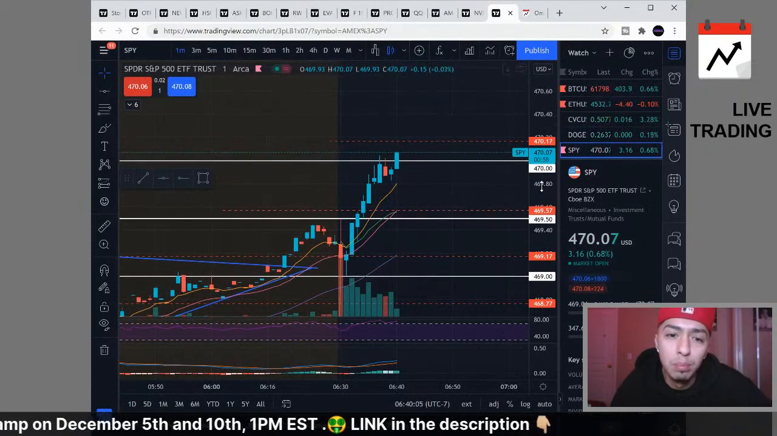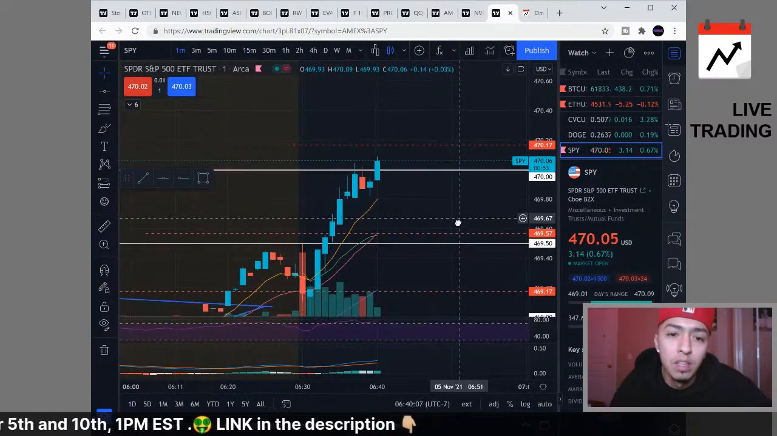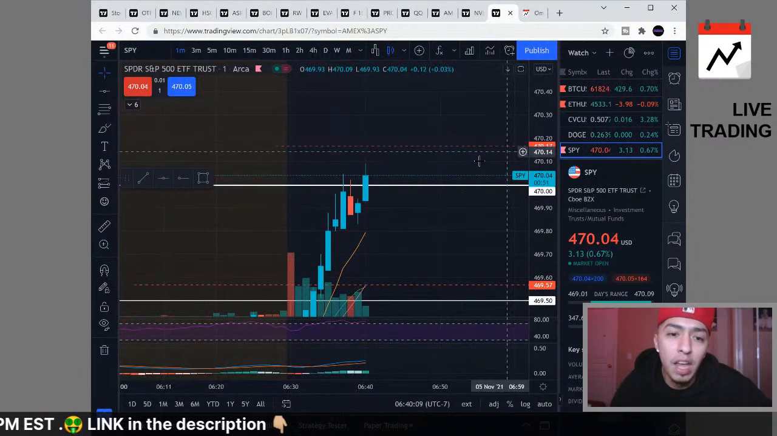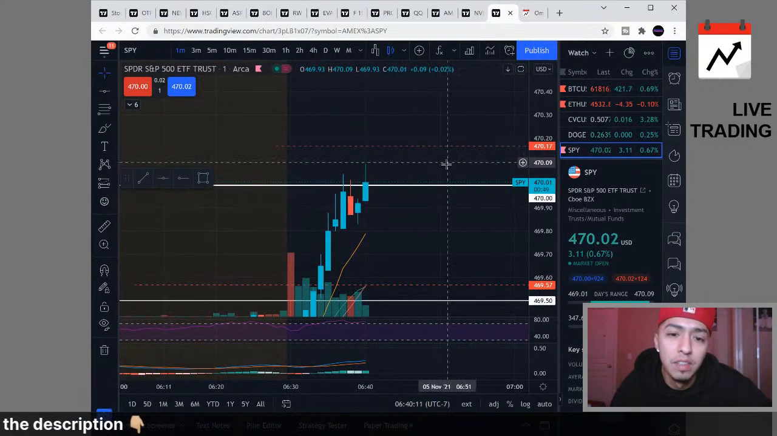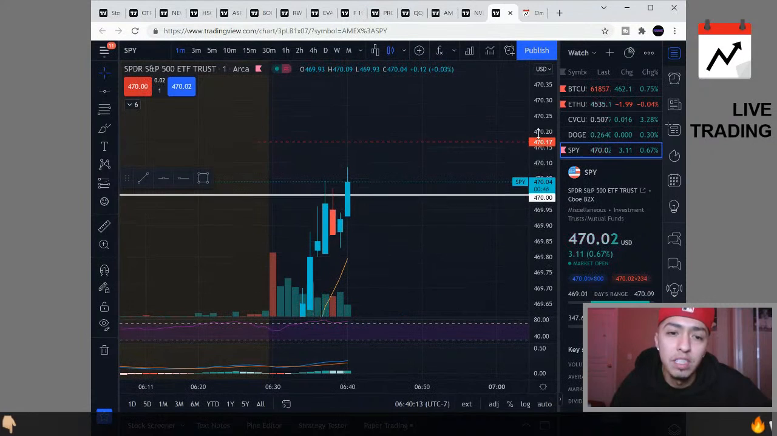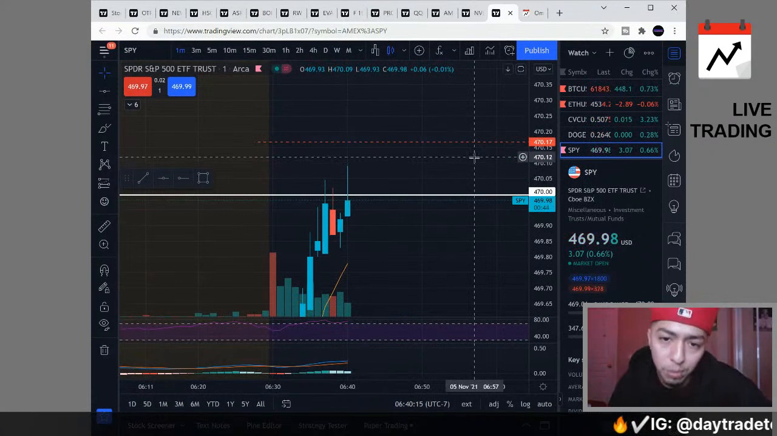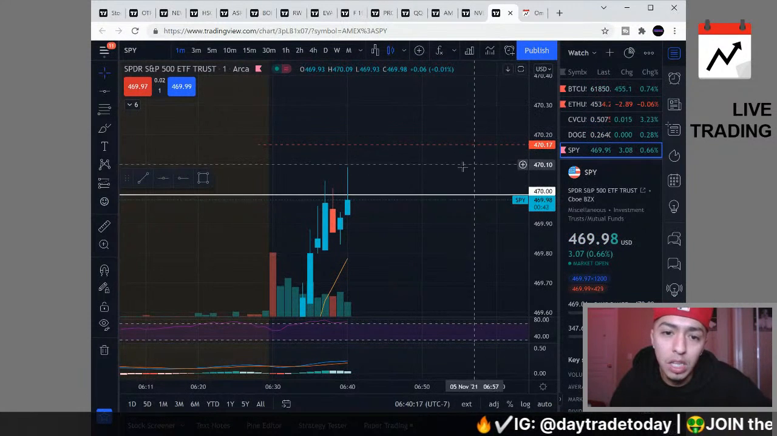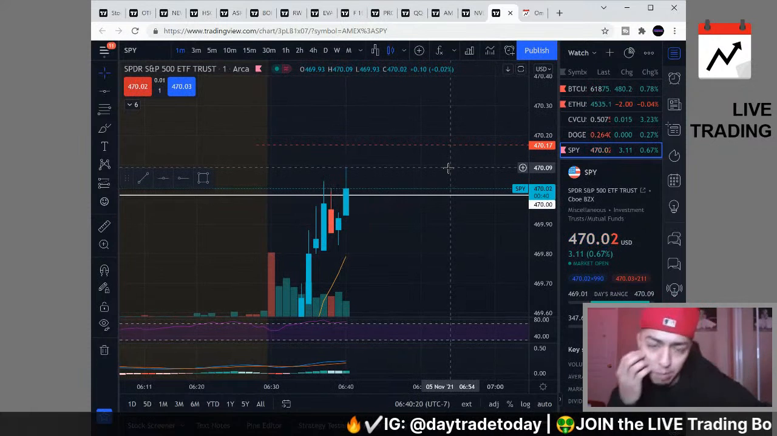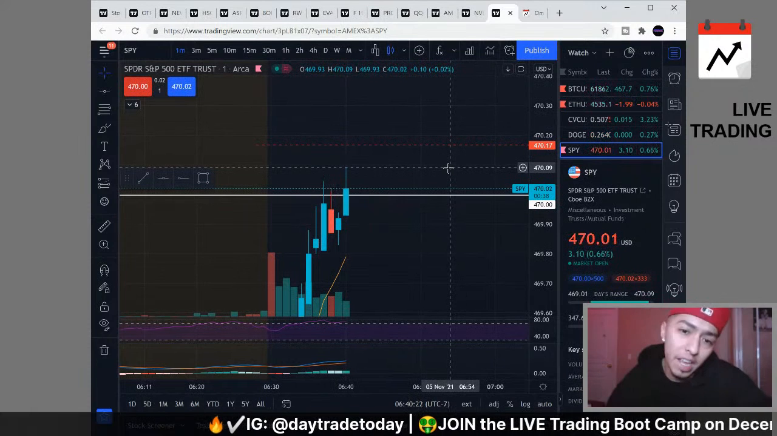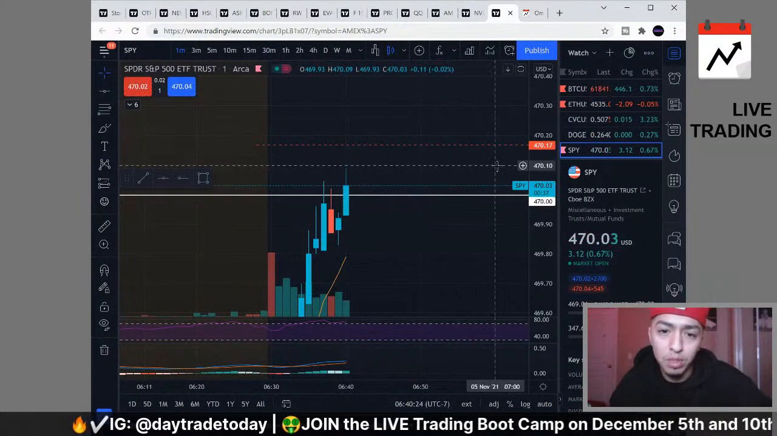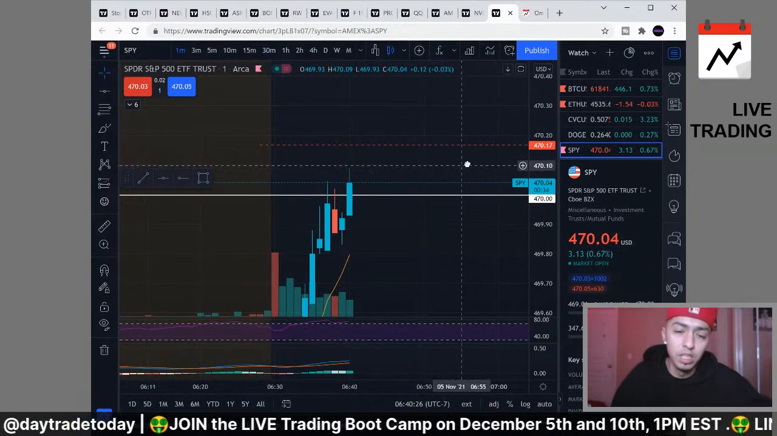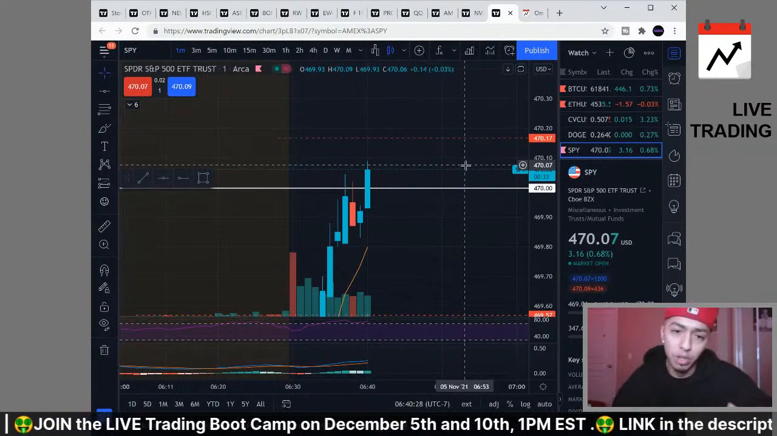SPY is approaching entry as well. You can take a SPY call at 470.17. And if you're wondering which expiration date, I think SPY has an expiration date for today and for the 8th. Both dates have cheap contracts, so it just depends on you which date you want to go for.